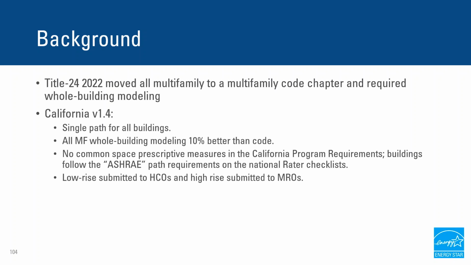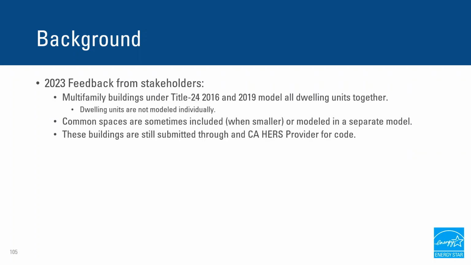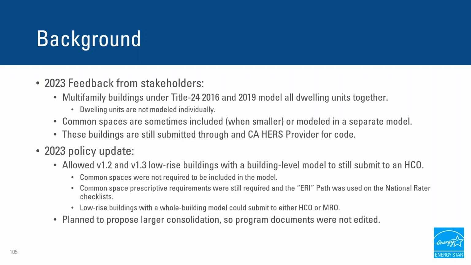And then based on code, low rise would be submitted to HCOs and high rise submitted to MROs because that would align with the California processes for code. We got feedback last year that multifamily buildings, even under 2016 and 2019, would model all dwelling units together and not individually. And common spaces were sometimes, and mostly generally, included if they existed because they'd be smaller, but sometimes they'd be in a separate model. And these were all submitted through their California HERS provider for code.